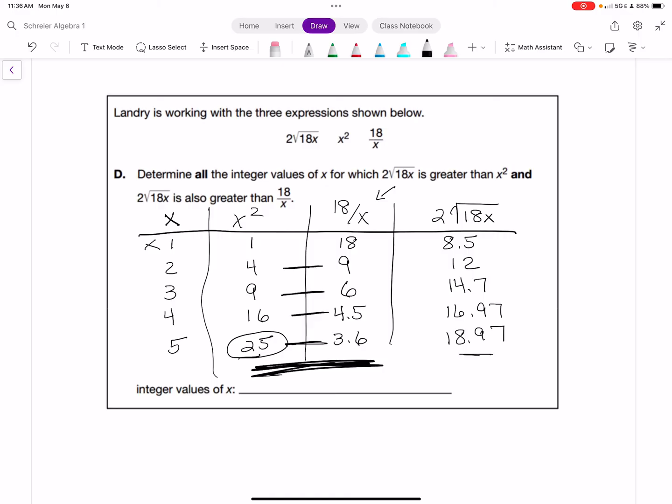So it's probably going to stop working after 5 because of the power of the exponential function. And it didn't work for 1 either. So the answer is 2, 3, and 4. We're going to start Module 2 tomorrow.